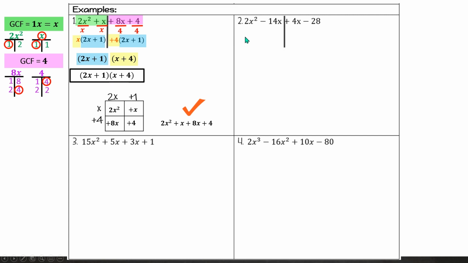Okay, moving on to example 2. I'm going to continue to find the GCF of my first two terms. So here it's 2x squared and negative 14x.